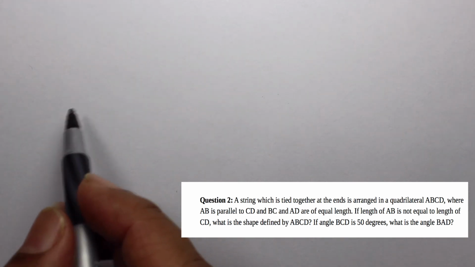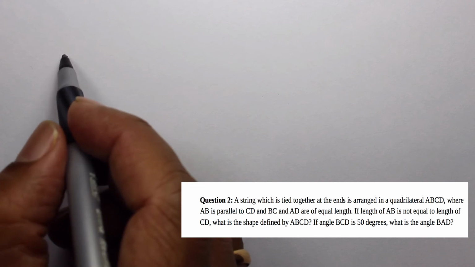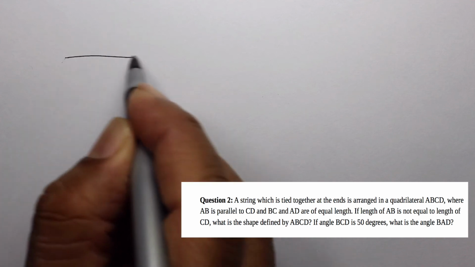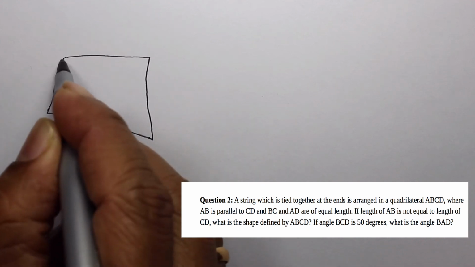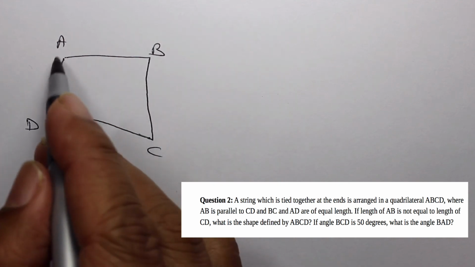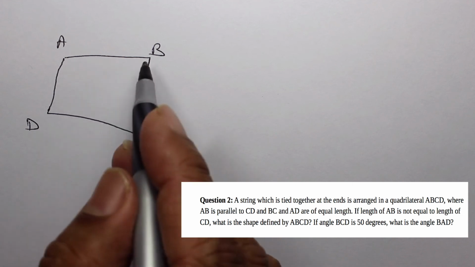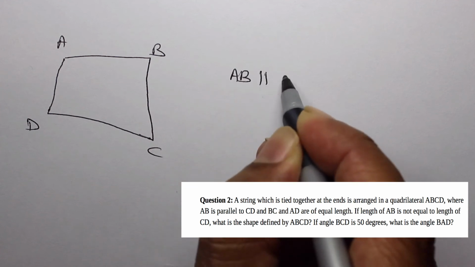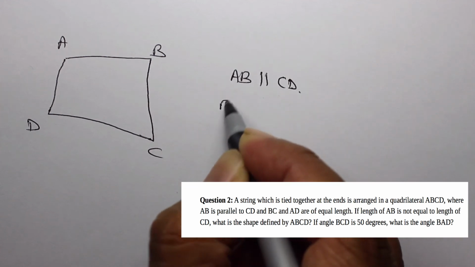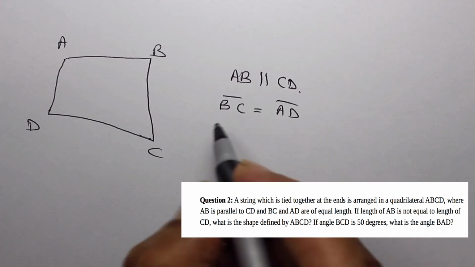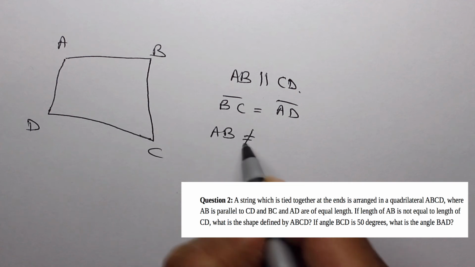So we need to solve this problem of trying to find the shape of this string. If you want to draw the quadrilateral which is made by the strings, this is the quadrilateral, and they've given that the shape is such that AB is parallel to CD. The length of BC is equal to AD, right? And they have also said that AB is not equal to CD.